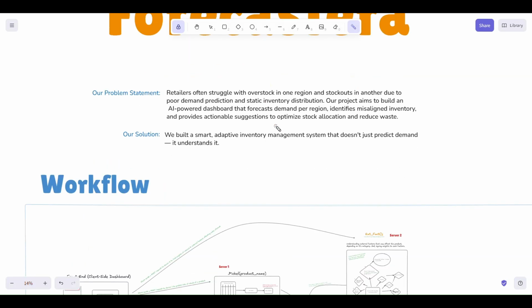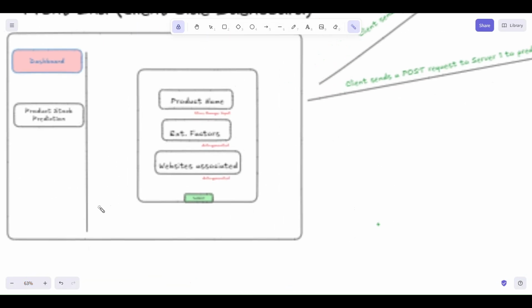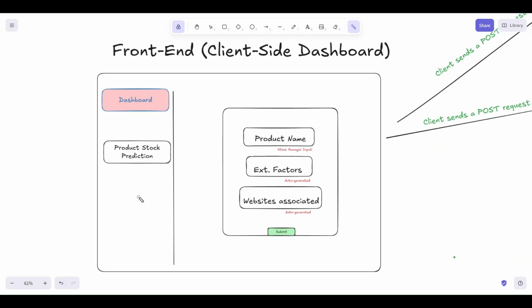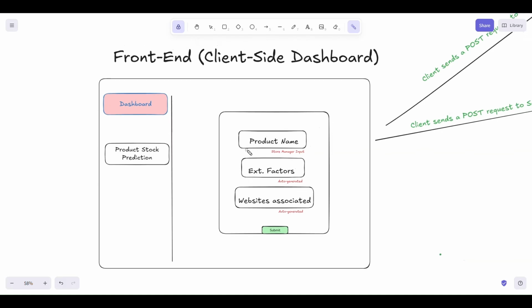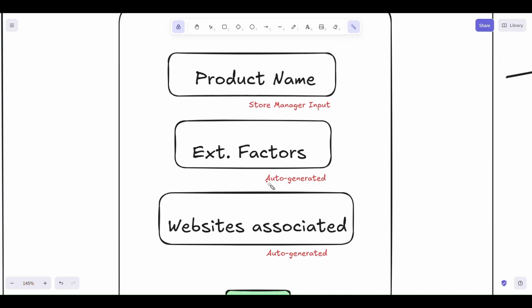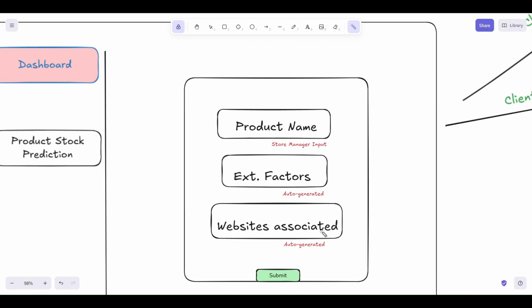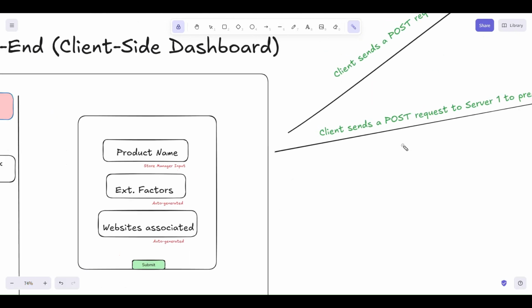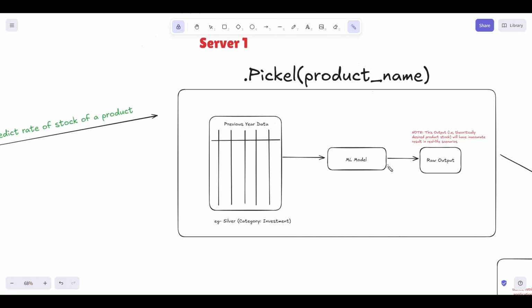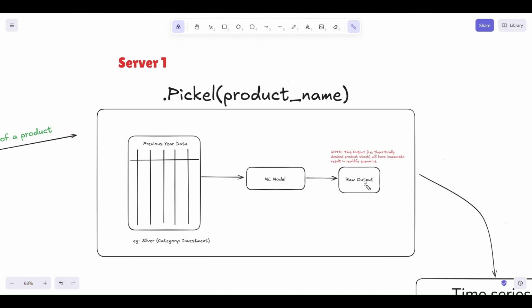Now let's understand the working of this whole system. So as you can see, this is the client side here. Now the client can input a product name and our LLM will generate external factors and websites associated with those external factors. Our client will send a POST request to server 1, which is our ML model, and it will generate an output. But this output is just a theoretical output.